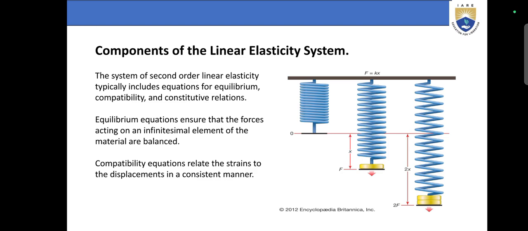The system of second order linear elasticity typically includes equations for equilibrium, compatibility, and constitutive relations. Equilibrium equations ensure that forces acting on the infinitesimal element of material are balanced. Compatibility equations relate the strains to the displacements in a consistent manner. Here we show the diagram, which contains the second order linear elasticity: an element of the material where forces are balanced and displacements are consistent.